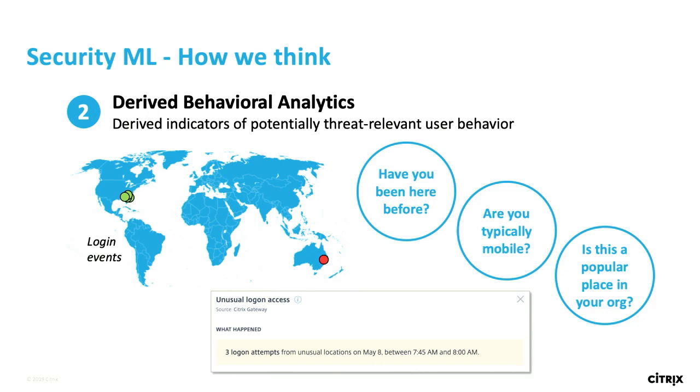Additionally, we ask if this is a popular place in your org. So again, if I'm somebody who doesn't move around much, and I have an event that comes in from the location of Citrix headquarters, because we look at the behavior of the locations within the org, we can detect that that's not an unusual thing for me to do, compared to showing up in a city that nobody from Citrix has ever had a login from before.